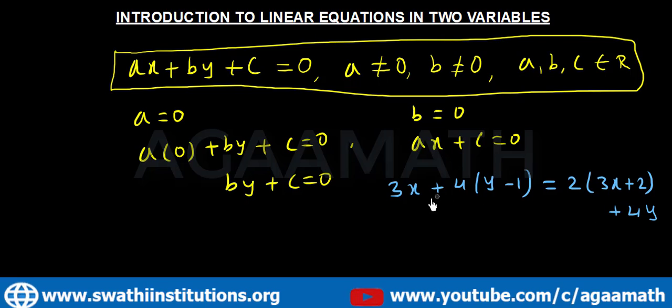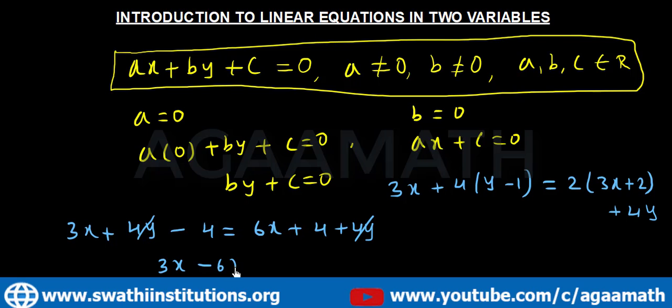Before just looking at x and y and confirming that, simplify this and try to represent it. 3x plus 4 of y is 4y minus 4, equals 2 times 3 is 6x, 2 times 2 is 4, plus 4y. Now if I transfer this plus 4y to the LHS, it becomes minus 4y, so these both cancel. Now it's 3x, and transferring plus 6x to this side gives minus 6x, already we have minus 4 on the LHS, and plus 4 also transferred to this side becomes minus 4 equals 0. So finally this is written as minus 3x minus 8 equals 0.